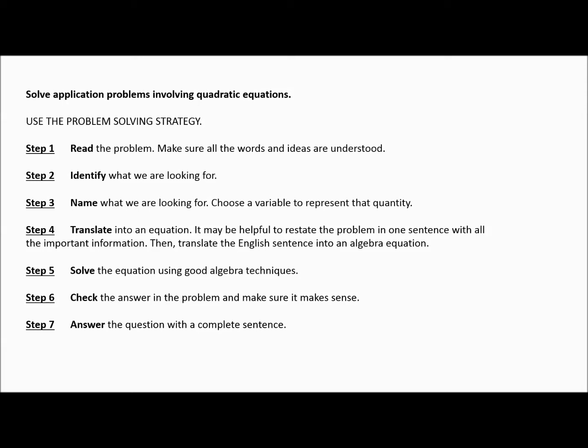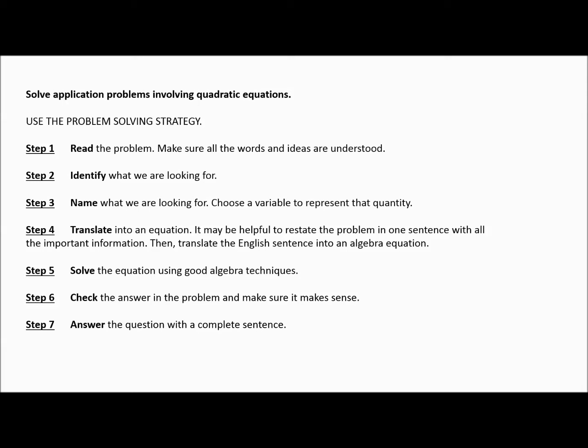Step 5, we want to solve the equation using good algebra techniques. And so the majority of the problems that we do, actually in this video, all of them that we do will end up being quadratic equations. And if you'll recall, you know how to solve quadratic equations. There are 3 methods. You could factor, if that's possible. You could use the square root property, again, if that's possible. Or you could use the quadratic formula, which is possible for every quadratic equation.